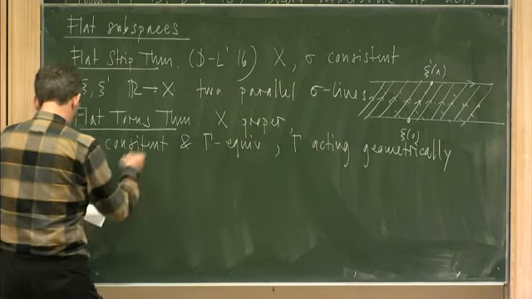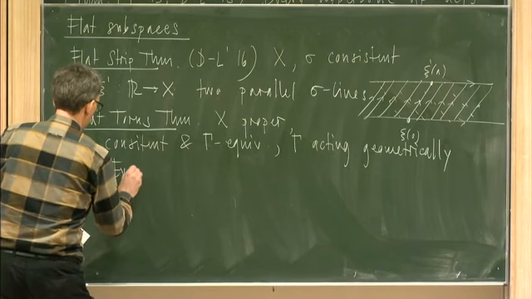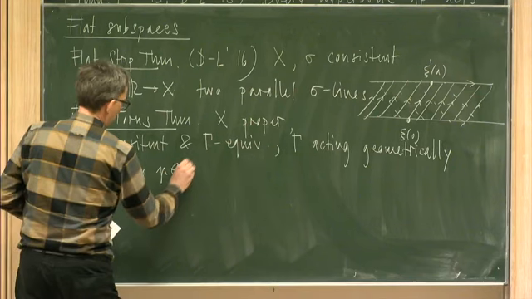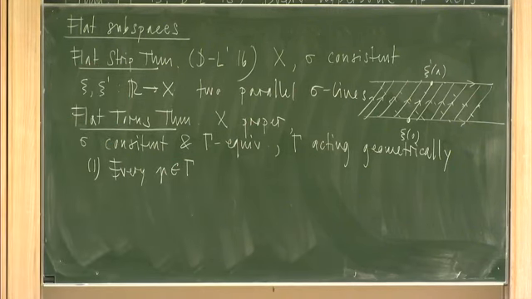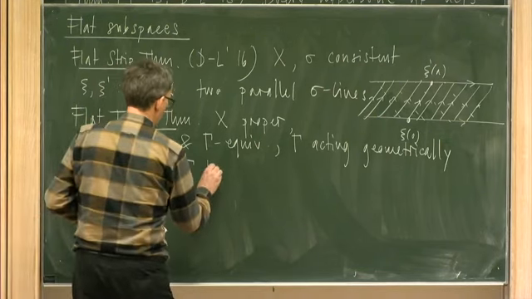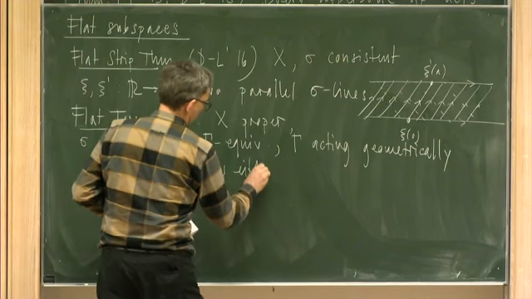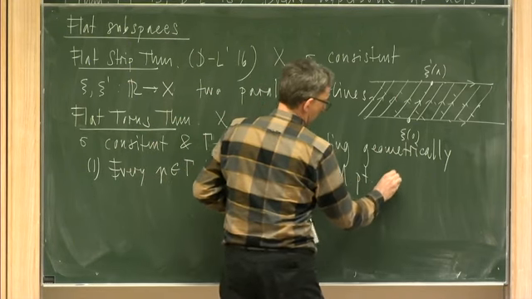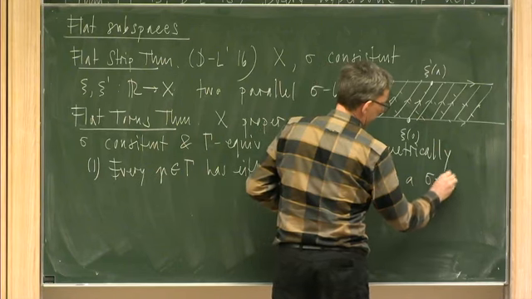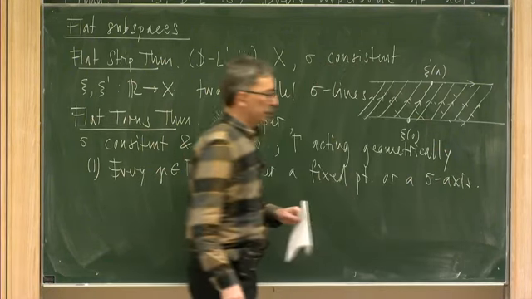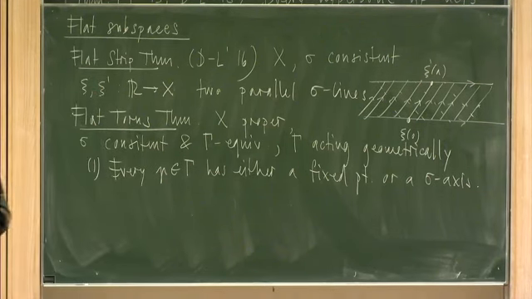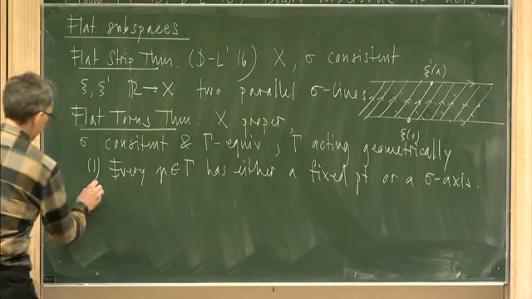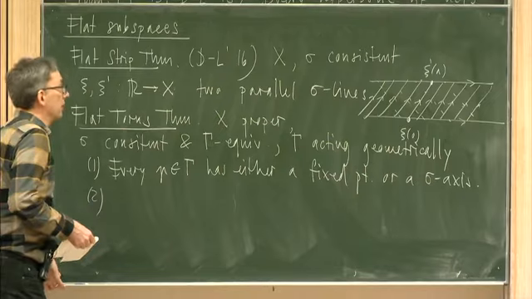So it's true that every gamma has either a fixed point or a sigma axis. So the action is by sigma semi-simple isometries, if you want. Right? And the second statement is the flat torus theorem.